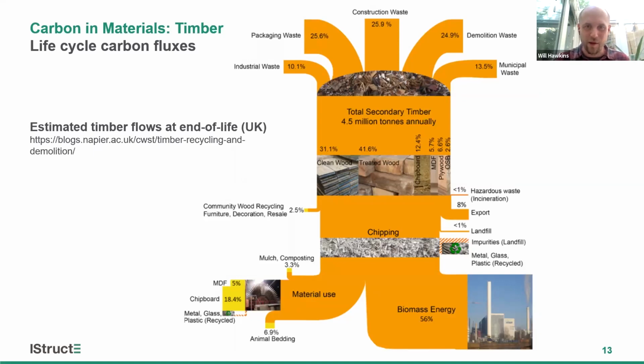The key things to take away from this is that half of our timber waste is coming from the construction industry. So either directly from construction sites or from demolition. And most of it is going into biomass energy where it's being burnt to produce electricity. So that CO2 is being re-released, the biogenic CO2. Otherwise, it's being recycled, or more accurately, downcycled into mostly chipboard, but also animal bedding and MDF. A very small amount of it is being landfilled.